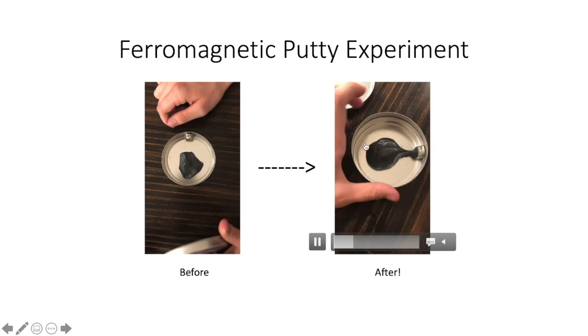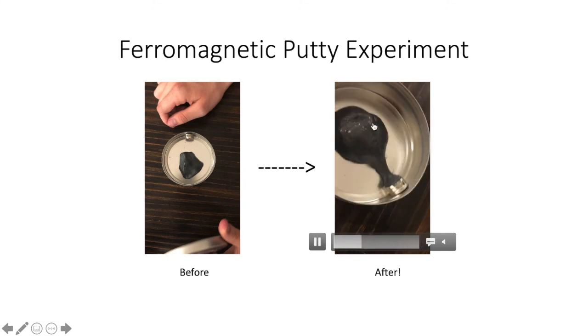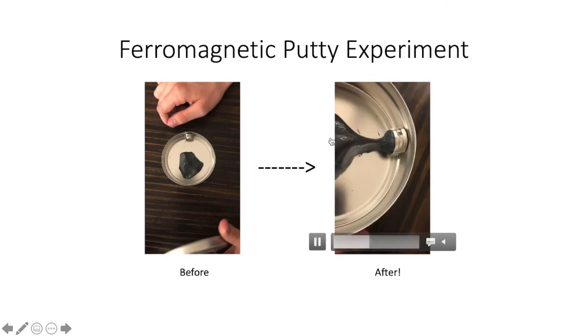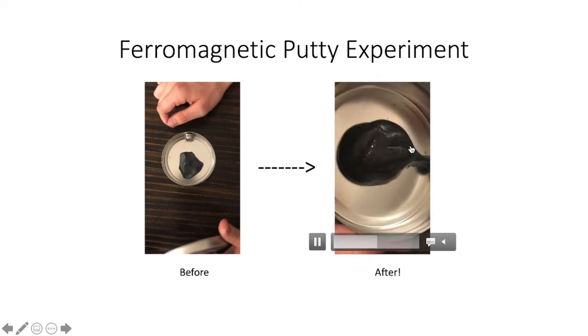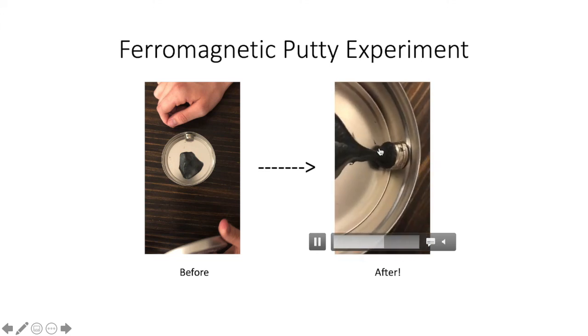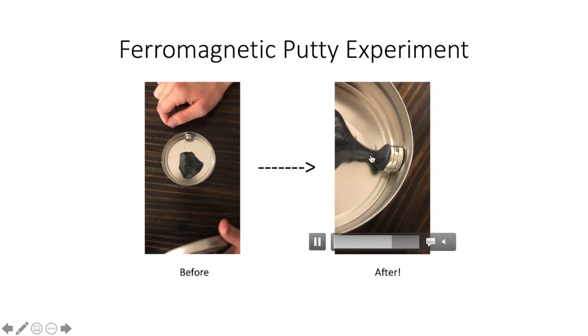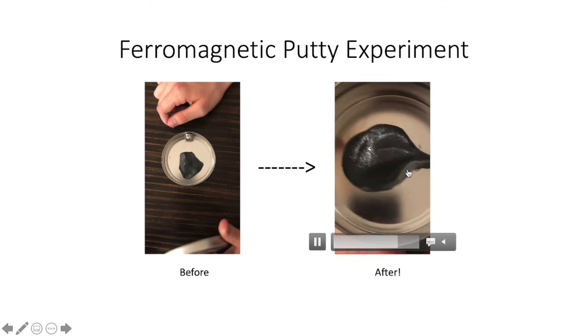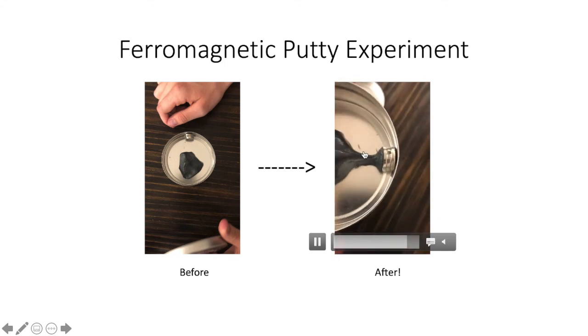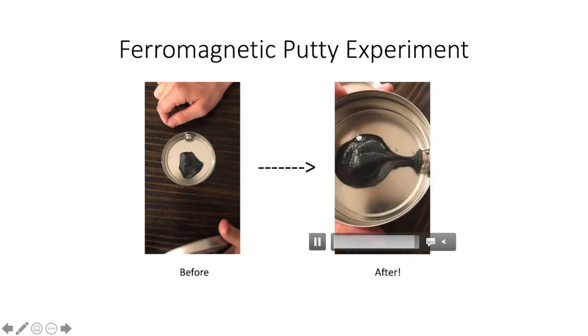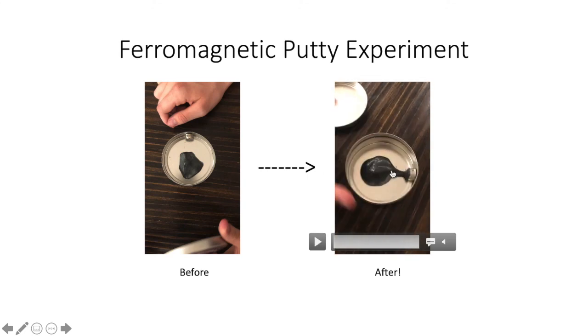Okay, so you see now the randomly oriented poles within the ferromagnetic putty have oriented themselves in a way so that they are attracted towards the neodymium magnets. And you can see it's almost like a liquid. It's like each little particle is trying to move towards those neodymium magnets.